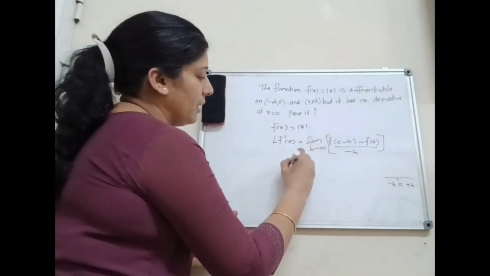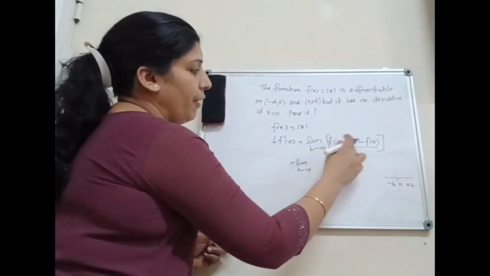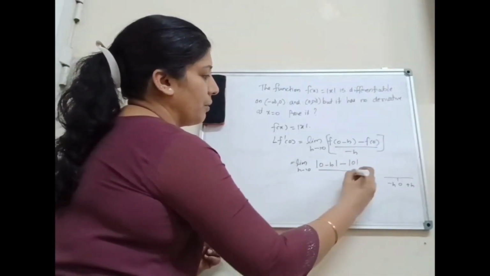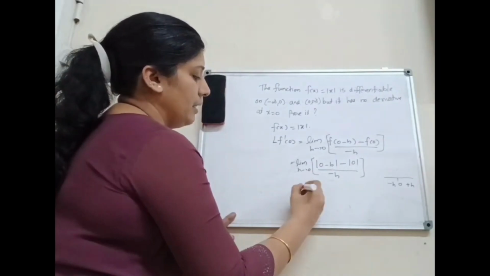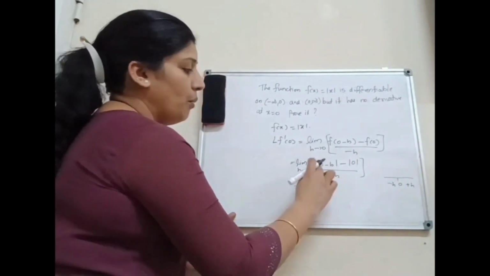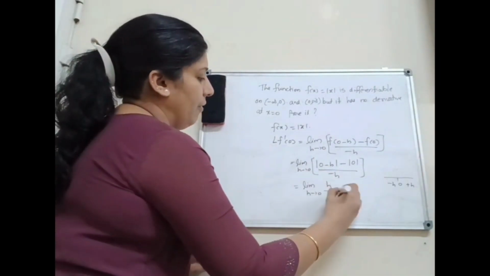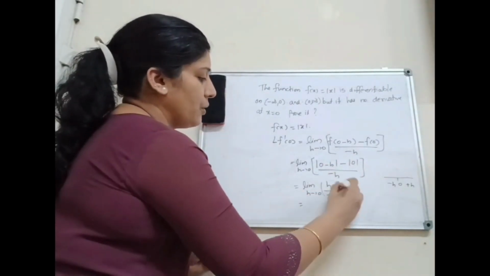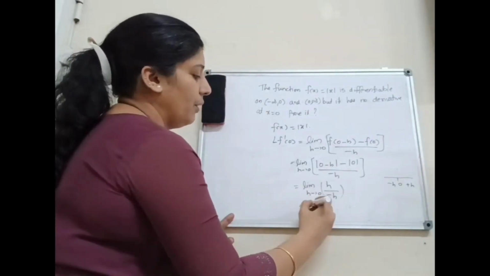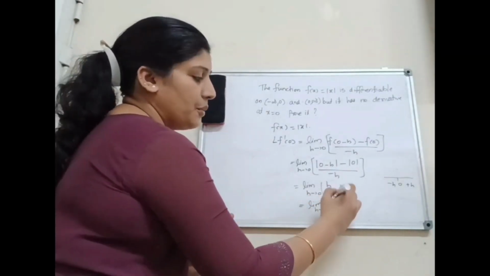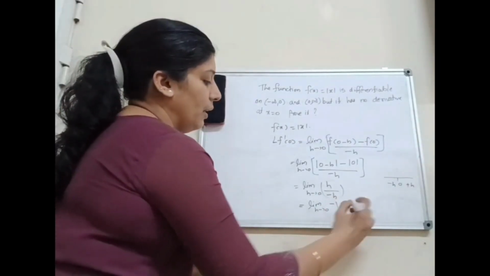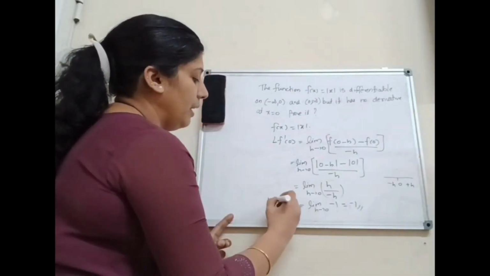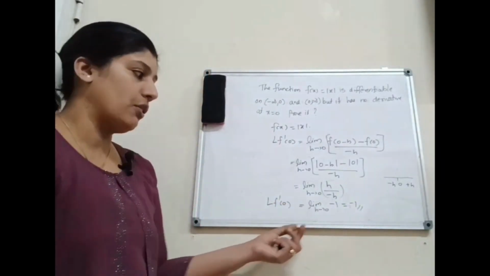Then substituting here, it is equal to limit h tends to 0, f of 0 minus h, that is mod of 0 minus h, minus f of 0, that is mod 0, divided by minus h. That is equal to limit h tends to 0, modulus of 0 minus h is h, divided by minus h. Here modulus of 0 means 0. That is equal to limit h tends to 0, h by minus h, that is minus 1. That is equal to limit h tends to 0 of minus 1. Minus 1 is a constant. Therefore, limit h tends to 0 of minus 1 is minus 1. That is, the left hand derivative of f of x at x equal to 0 is minus 1.